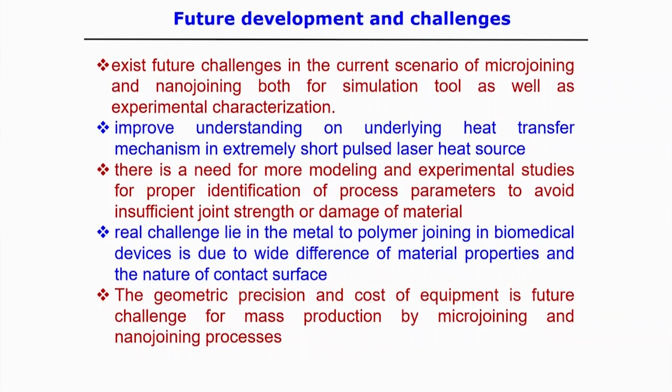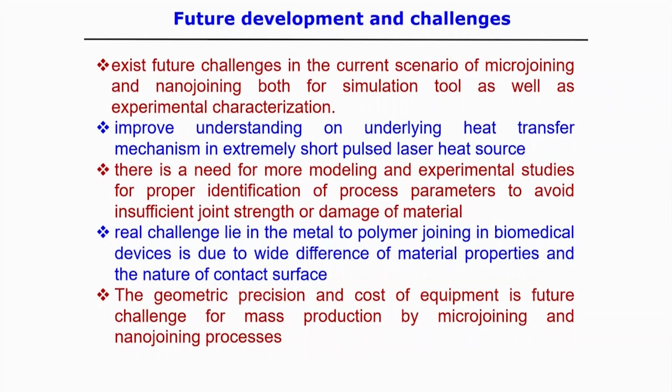Finally, the geometric precision and the cost of equipment is another future challenge for mass production by micro joining and nano joining technology. Even for micro joining, some technologies are developed under the microscope, which cannot be handled in conventional processes. So, precision is required when we try to develop any kind of micro joining or nano joining technologies, and cost is the real challenge nowadays.